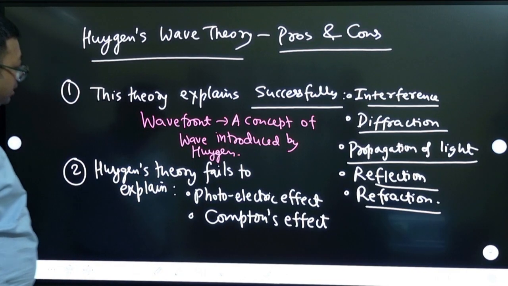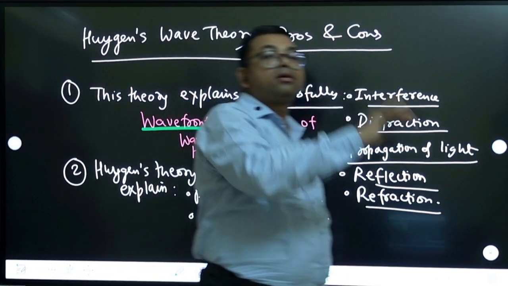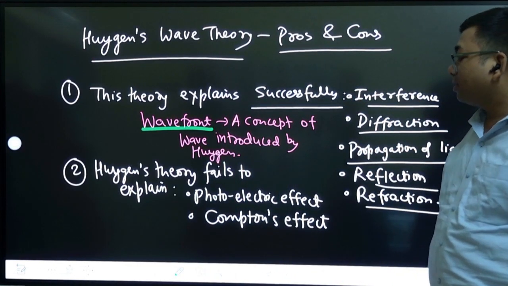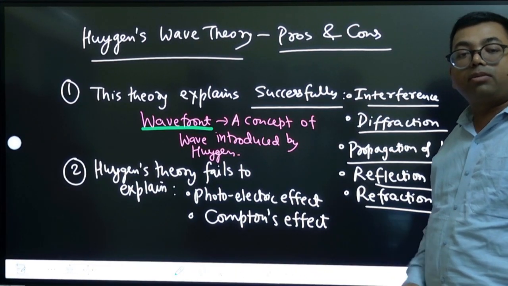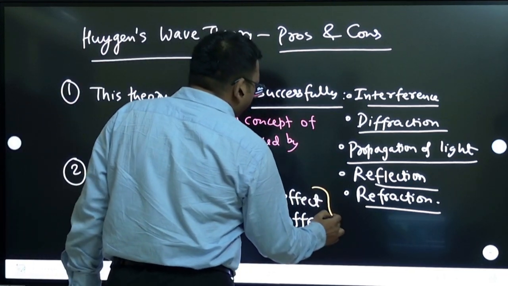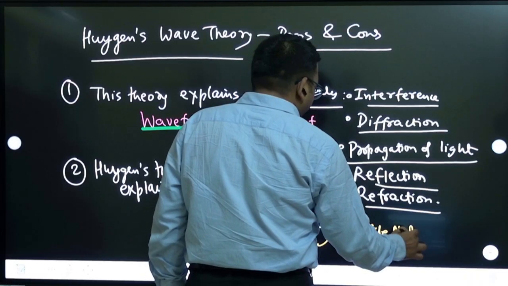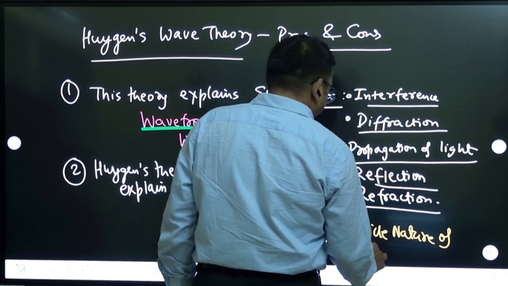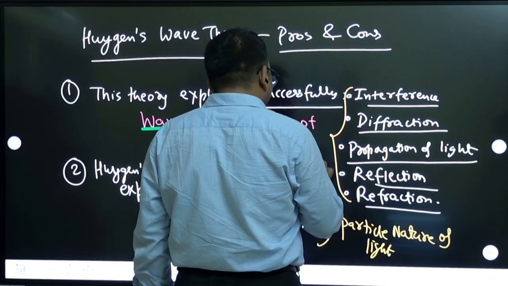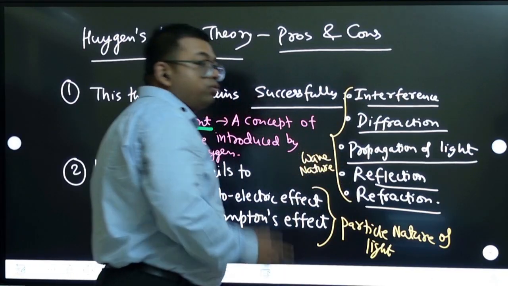Huygens introduced the concept of wavefront, and using it he could explain almost everything. But he could not explain the photoelectric effect, because those phenomena required particle behavior of light. These phenomena are related with the particle nature of light, and these phenomena are related with the wave nature. So light has dual nature.